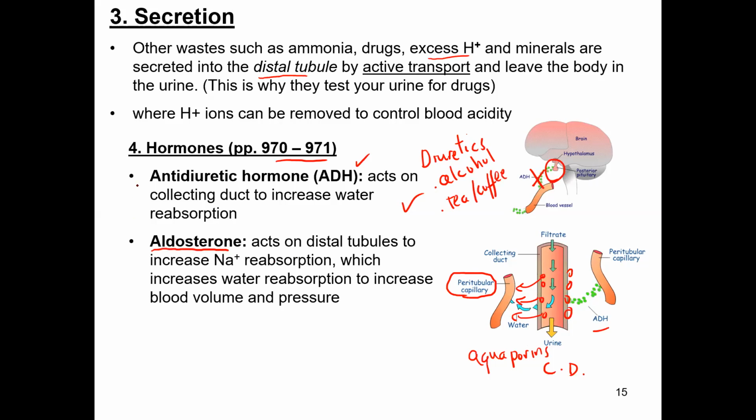Aldosterone is a second hormone, and this acts on the distal tubules to increase sodium reabsorption. Well, if you're going to get more sodium back in the blood, that's going to draw more chloride, and that's going to draw even more water. And what's going to happen is your blood volume and therefore your blood pressure are going to go up. So these maintain homeostasis, body in balance. If your water levels are too low or if your blood pressure has dropped too much, these hormones can be released.